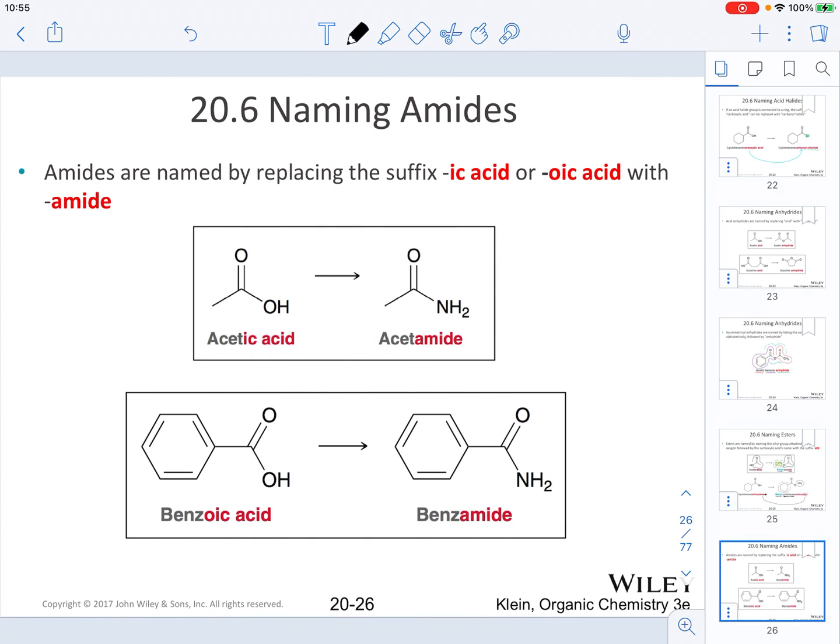When it comes to amides, they are named by replacing the suffix ic acid or oic acid with amide. So it depends on whether the carboxylic acid has an ic ending or an oic ending. At the end of the day, remember that we have to add the word amide at the end. As you can see in the first box, the name of this amide, because it came from acetic acid, is acetamide. And at the bottom, this is the amide that came from benzoic acid, so that is known as benzamide.